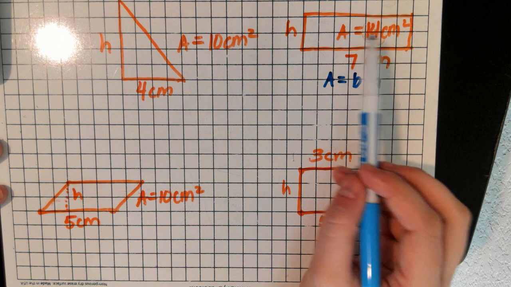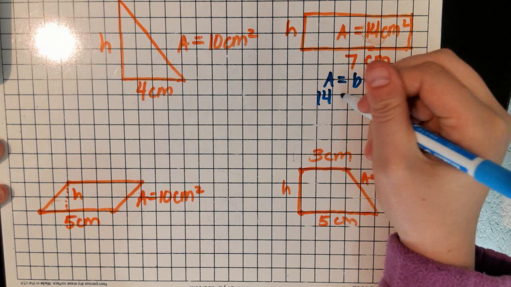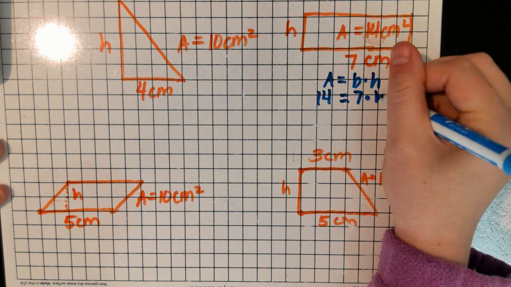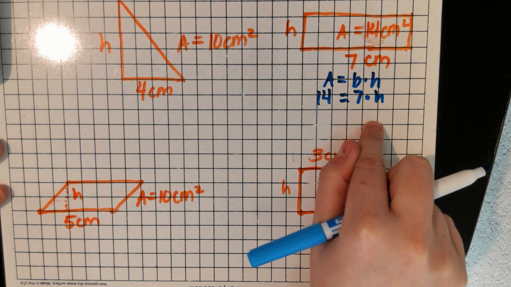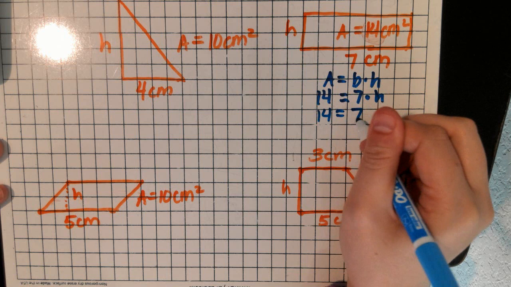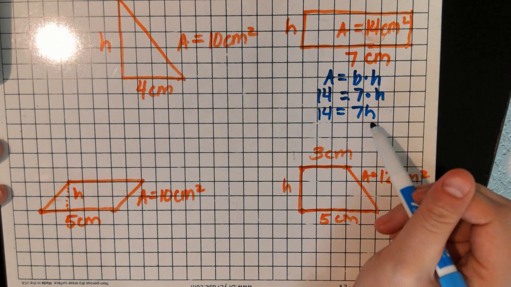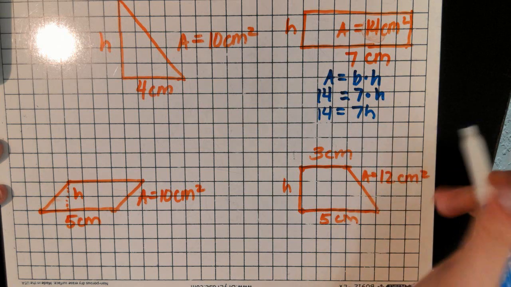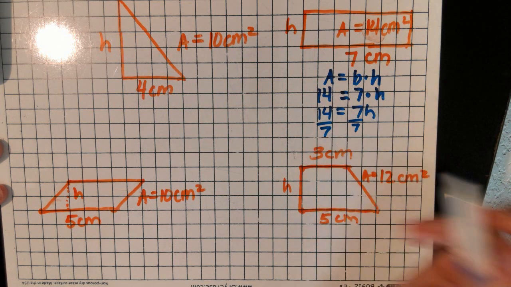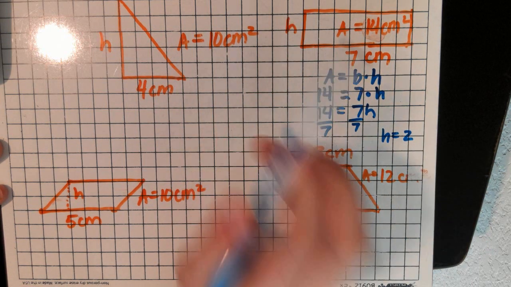It says area equals 14 centimeters squared. So I'm going to rewrite 14 equals, and the base is 7, and I'm looking for the height. Okay, now we can rewrite that as 7h. So 14 equals 7h. Now this is a multiplication equation, so to solve it we use division. We want to get this h by itself, so we're going to divide both sides by 7. And what's 14 divided by 7? That's 2. So h equals 2. And that right there is 2 centimeters.